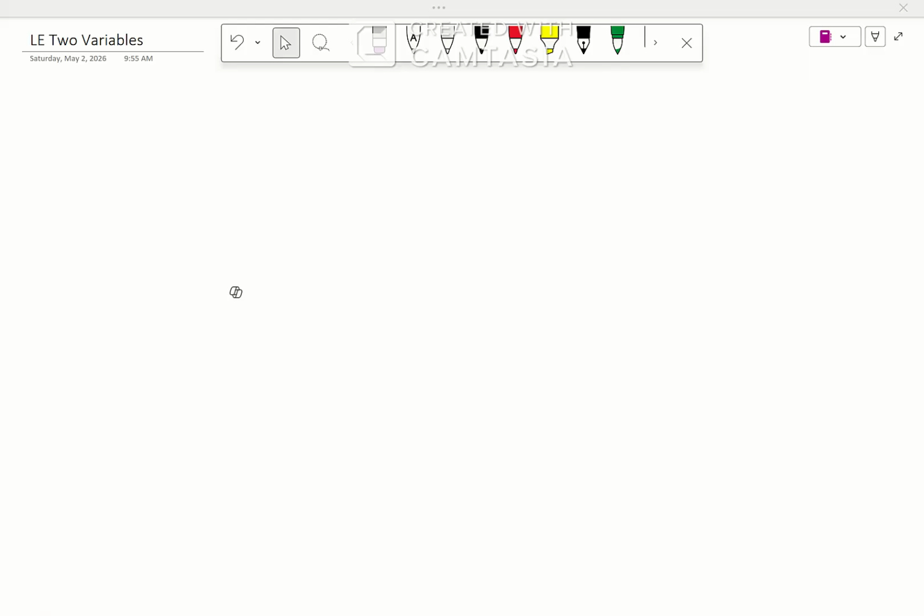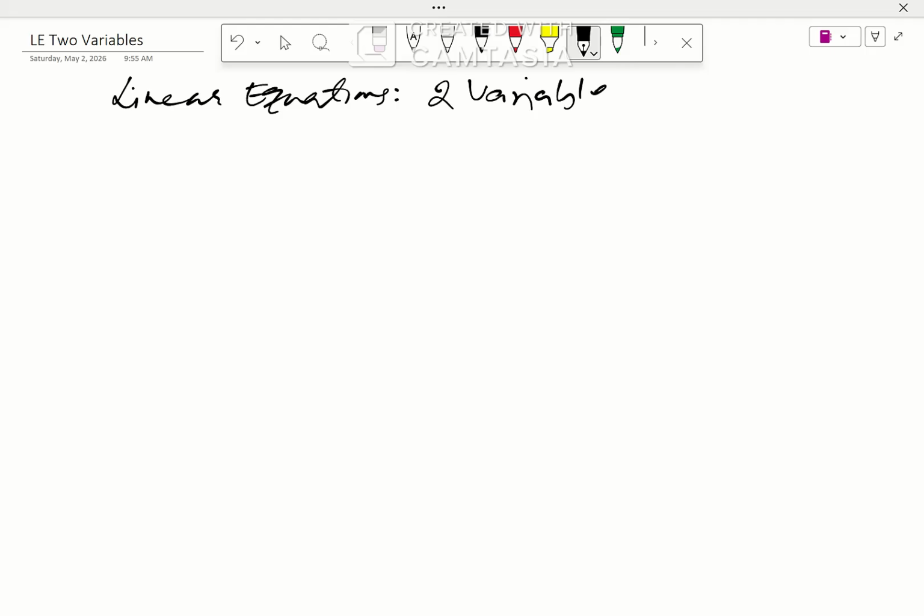Today we are going to look at linear equations in two variables. Okay. In the last class we looked at linear equations in one variable, different types of problems that can come on SAT and so on. So today let us focus on linear equations in two different variables.